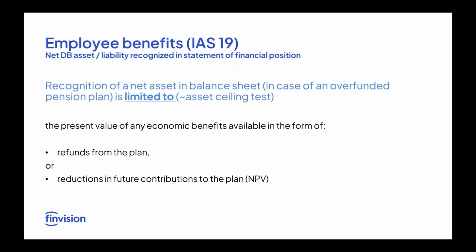So if your plan assets are higher and it results in the contributions asked by the pension fund or by the insurance company going down in the future, then you could also recognize plan assets, but at net present value of what you expect to be future reductions in your contributions. So that's the asset ceiling test foreseen by IAS 19.